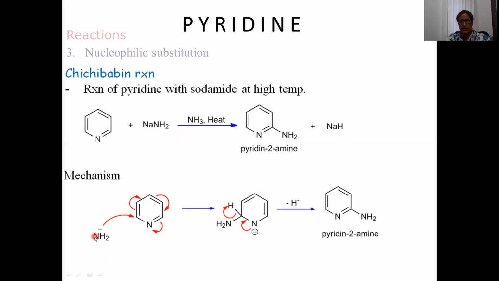When this NH2 group is attached, the pi bond of the nitrogen will move over here and form a bond here, and this bond will be shifted to here, and this bond will be shifted to here, and the nitrogen will contain the negative charge over here. So this is the structure that will be formed in the second step. By the elimination of one proton, one hydrogen will be eliminated from here, and the bond will be formed between this and form the 2-aminopyridine.